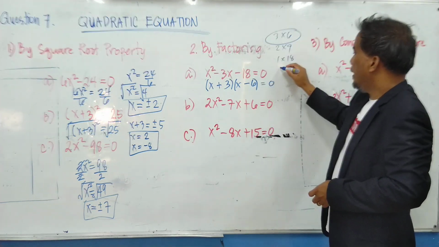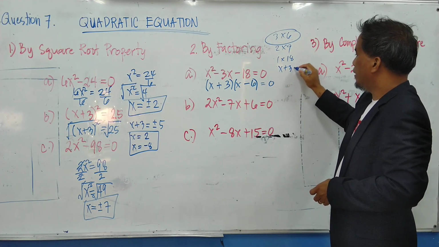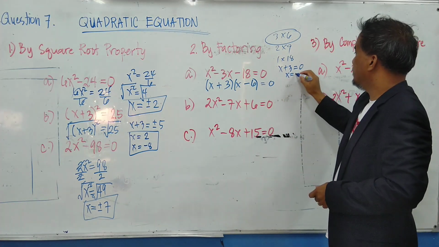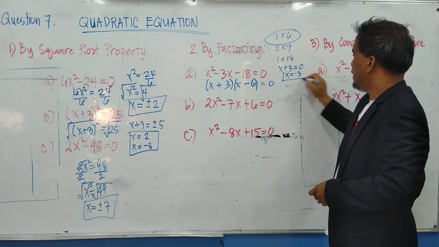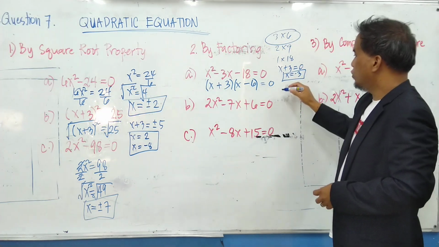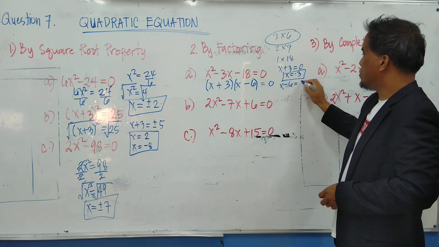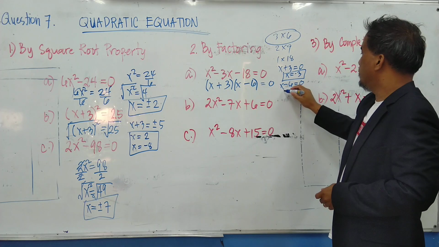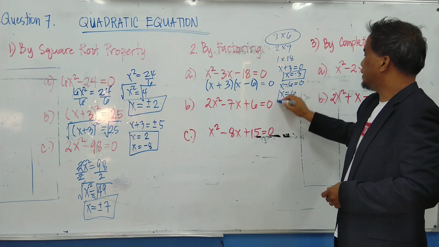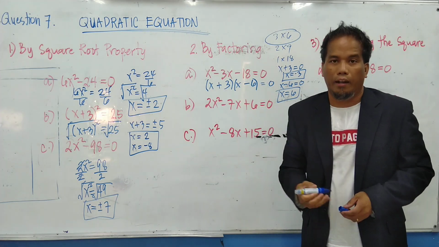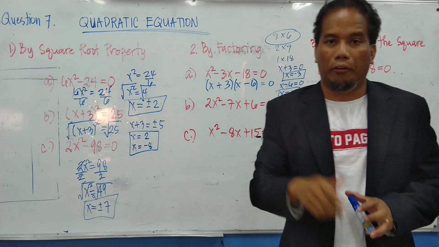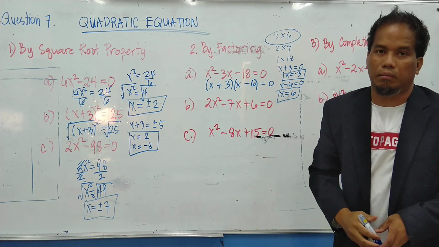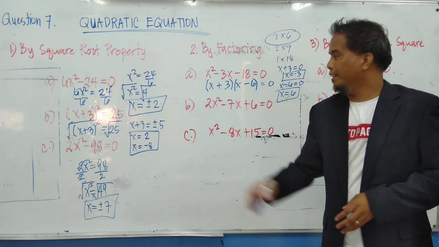So, it will become now x plus 3 is equal to 0. Then, transpose it. So, x equals negative 3. This is the first answer. The second one will be x minus 6 is equal to 0. Okay, then transpose minus 6. So, it will become now x equals positive 6. Therefore, in letter A, the roots are negative 3 and positive 6. So, that is the answer in letter A.